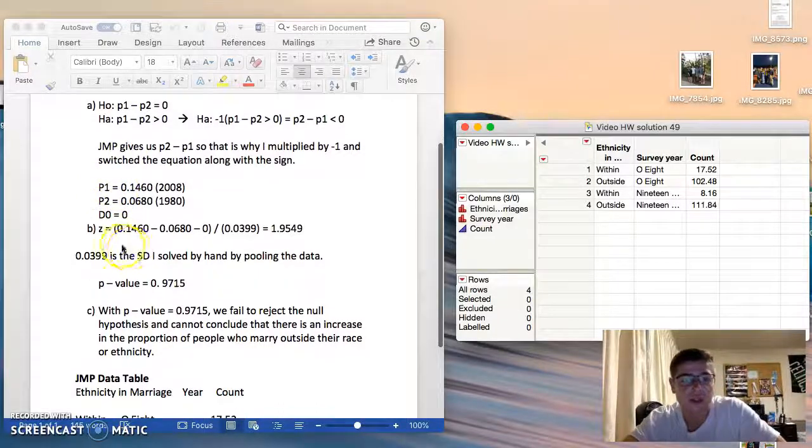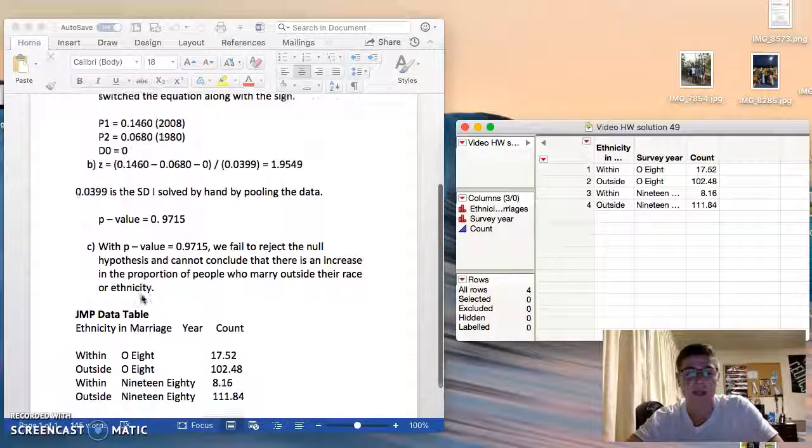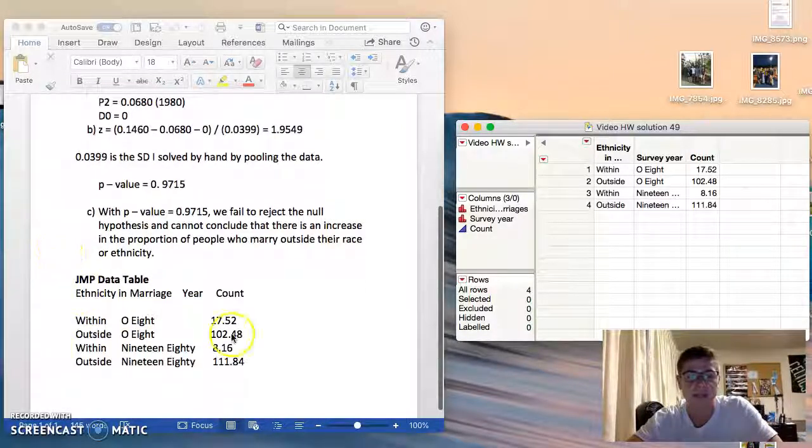Alright, to get our z-score, you do P1 minus P2 minus the difference, divided by the standard deviation. So P1 is 0.1460, P2 is 0.0680, and our difference is 0, divided by our standard deviation to get the z-score. So with our p-value, we fail to reject the null hypothesis and cannot conclude that there's an increase in the proportion of people who marry outside their race or ethnicity. And down here I just include the JMP data table just in case.